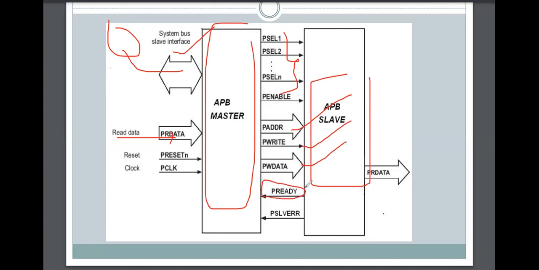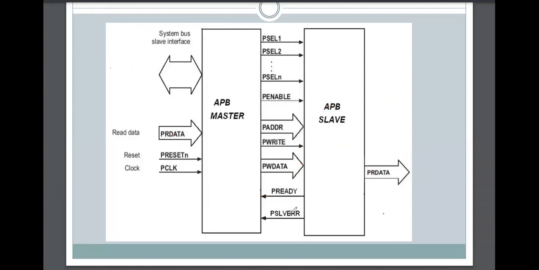Then there is ready. Ready means the slave is telling whether it is ready to take the data or not. If it is ready to accept the data, it will send the ready signal as high. Then the master will send this particular data to the slave. And slave error: the slave sends it to the master, meaning whether it received the correct data or not, like acknowledgement and not acknowledgement. The slave's output is only read data. These are also outputs, but they are all sent to the same master, and this one will be sent to some other master. Did you understand the overall APB?